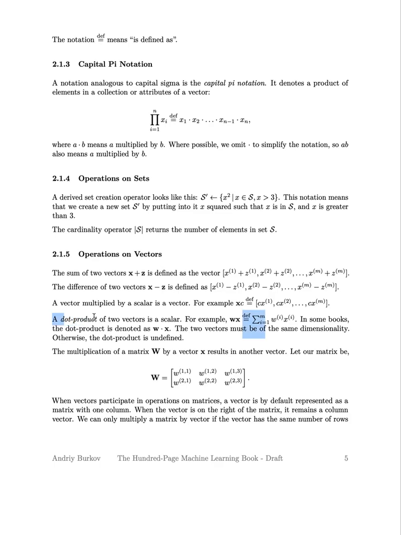A dot product of two vectors is a scalar. So what is a dot product? For example, you have two vectors w and x. The dot product of w and x is defined as the sum of all w into x, multiplied element by element.